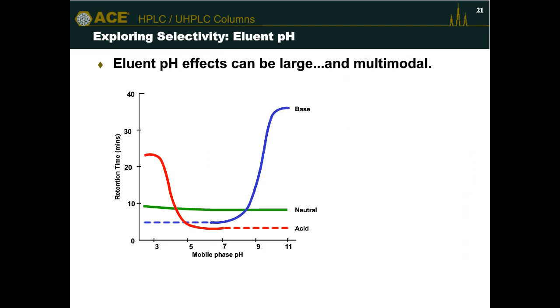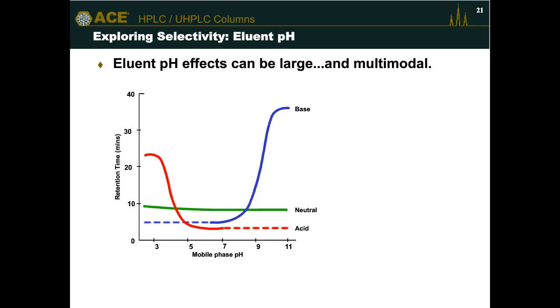pH has a big impact as well. As I mentioned, for ionizable compounds, pH can have dramatic changes in retention time, elution order, and therefore selectivity. And it depends whether you're working with a neutral molecule. So you can see here along the x-axis we have the mobile phase pH. Along the y-axis we have our retention time. So for a neutral compound, here shown in green, changing the pH does not have a massive impact on the retention time. That's pretty obvious. But if you're working with acids and bases, you have much more of a change in retention when you change the pH.